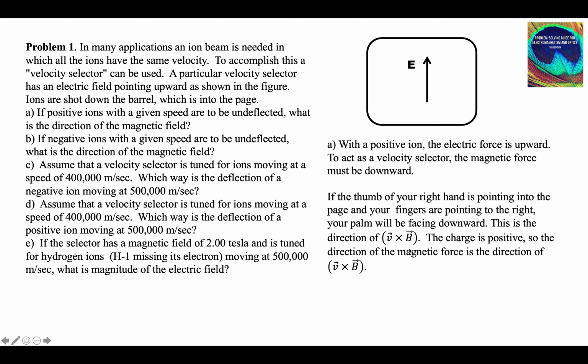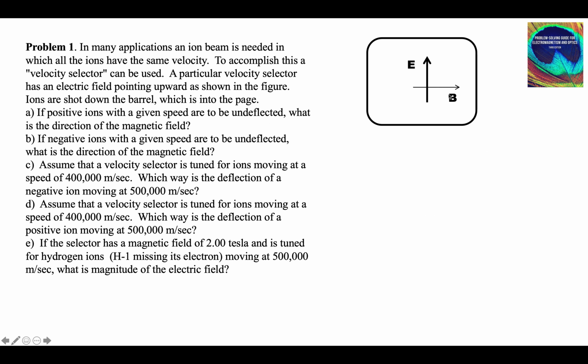This is the direction of V cross B. The charge is positive. Magnetic field must be to the right. And let's put it on the diagram. There's the B field. Part B, if negative ions with a given speed are to be undeflected, what is the direction of the magnetic field?